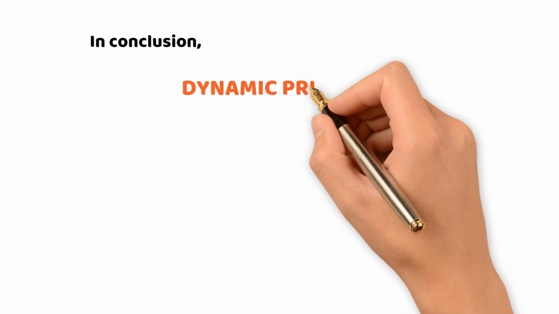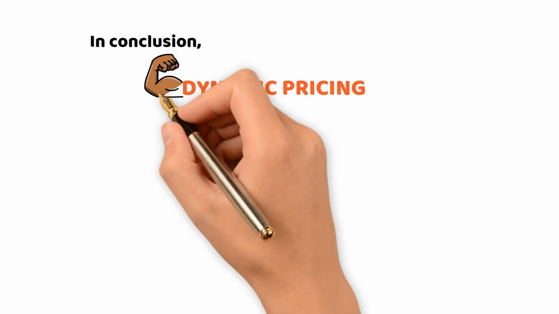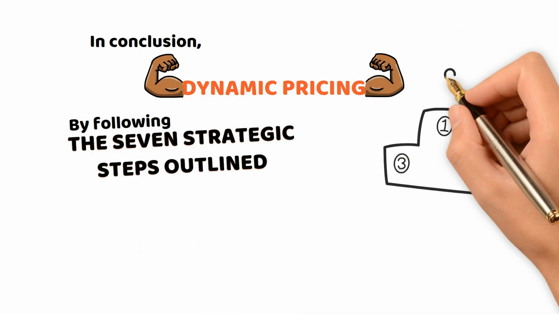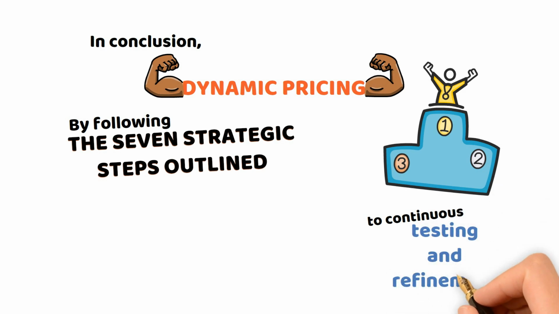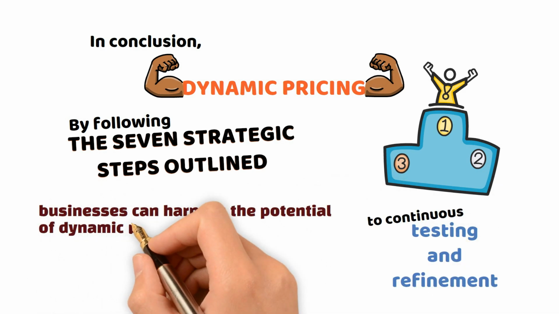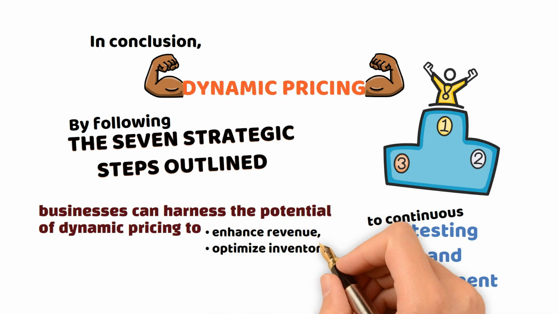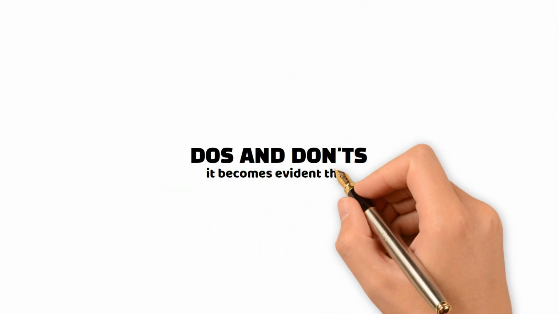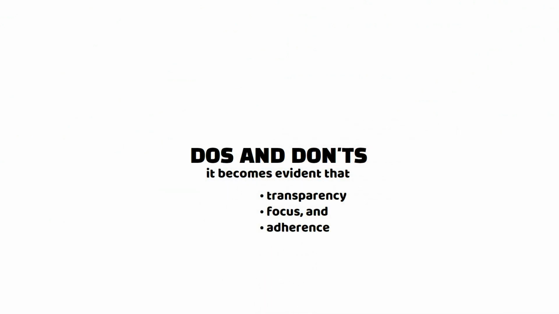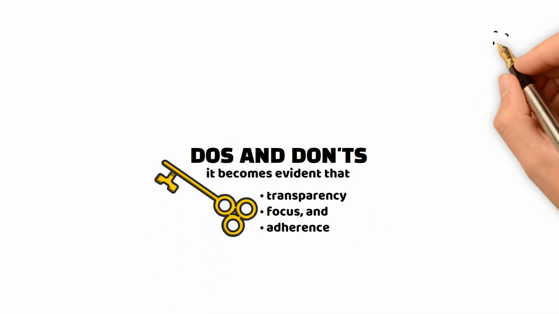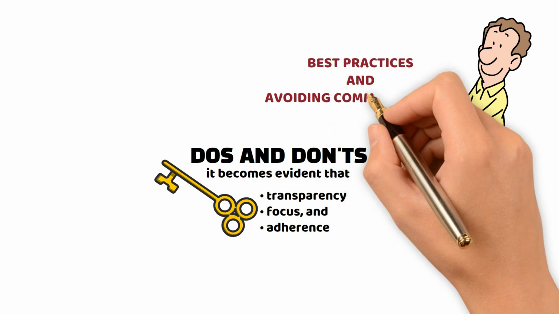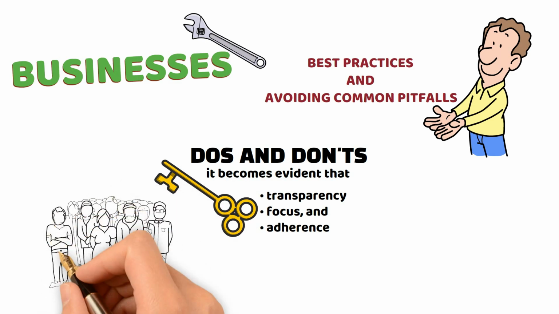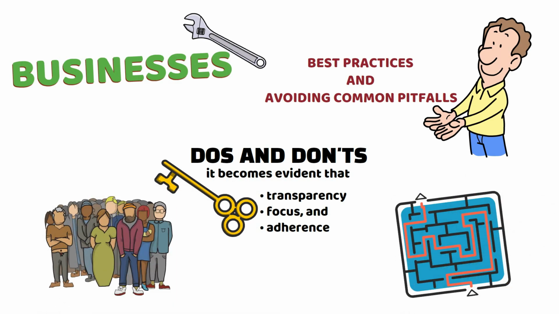In conclusion, dynamic pricing stands as a powerful tool in navigating the ever-changing landscapes of today's markets. By following the 7 strategic steps outlined, from setting clear business goals to continuous testing and refinement, businesses can harness the potential of dynamic pricing to enhance revenue, optimize inventory, and gain a competitive edge. As we delve into the do's and don'ts, it becomes evident that transparency, focus, and adherence to legal considerations are key to successful implementation. By embracing best practices and avoiding common pitfalls, businesses can fine-tune their dynamic pricing strategies to meet customer expectations and achieve overarching business objectives.